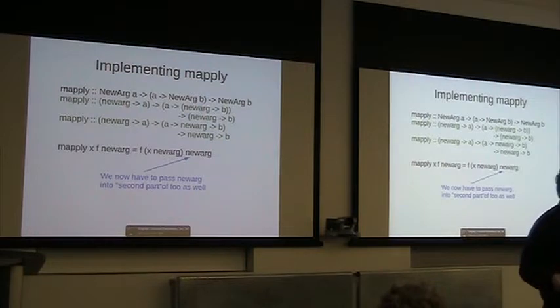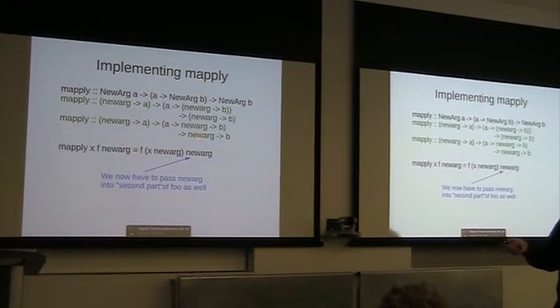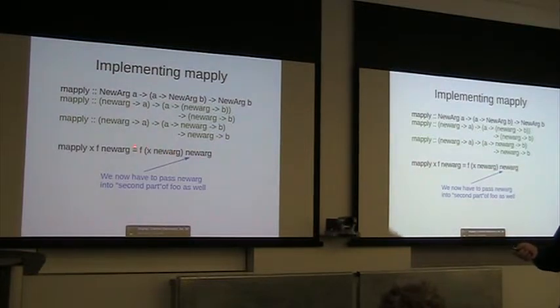Right? So I have a new arg here. I have a new arg to A, so that gives me an A. But F is A to new arg to B. So I need to pass not only the A I got back from X, which is bar in our example, actually calling bar, we also have to pass in the new arg there as well.